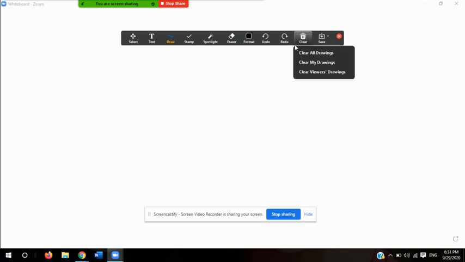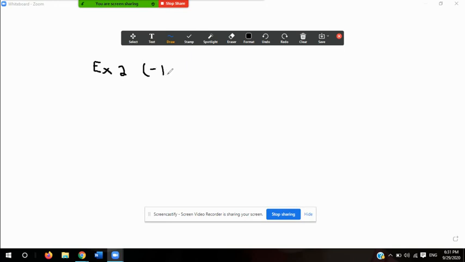Okay, so I want to find the slope of the line passing through the points -1 and 3, and 2 and -1. Let me make sure I wrote that correctly, and then we'll get started real quick with this one.